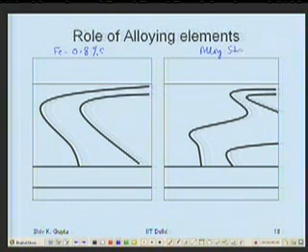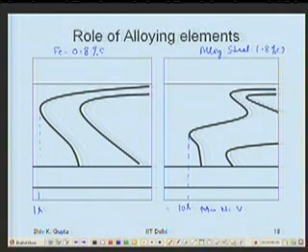The 0.8% carbon, but it has alloying additions like manganese, nickel, vanadium, and so on and so forth. This time, as was already said, is about 1 second. Here I'll show you this time is 10 seconds. As for the pearlite nose, if you look at it, the time would be in the range of an hour.